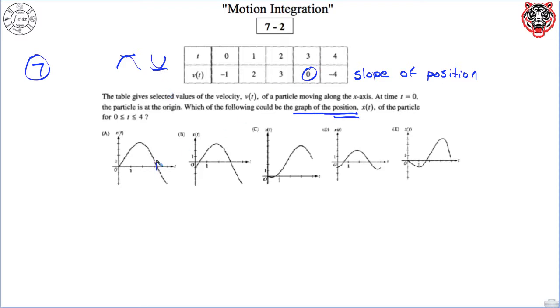So 1, 2, 3, slope is not 0. 1, 2, 3, slope is not 0. 1, 2, 3, slope is 0, could be C. 1, 2, 3, slope is not 0, can't be D, and 1, 2, 3, okay, it could be E or C. Which one is it? So now we need another point to look at. And I notice here that the main difference between the two graphs is at 1. So at 1, I have a slope of 0 at E, and at 1 I have a positive slope on C. So this is not a 0, it's a 2, so it can't be E. It's not a horizontal tangent right here, so the correct answer is C.